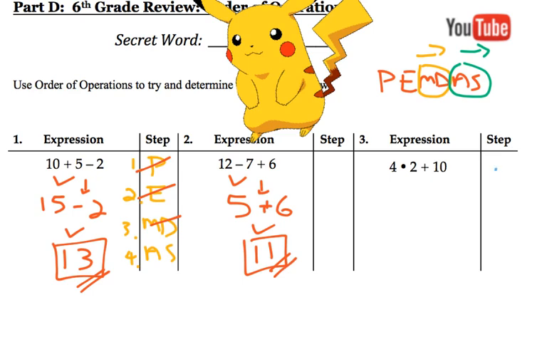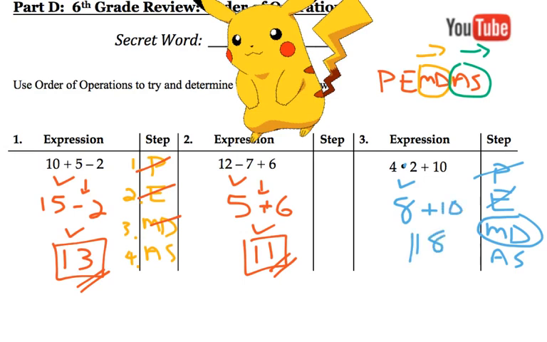For number 3, now we have a new step in the order of operations that we're going to use. Still no parentheses or exponents, but we have multiplication. So we're going to start with 4 times 2 equals 8. And that little dot in between 4 and 2 is another symbol for multiply. I'm going to bring down the plus 10, and I get that this expression equals 18.